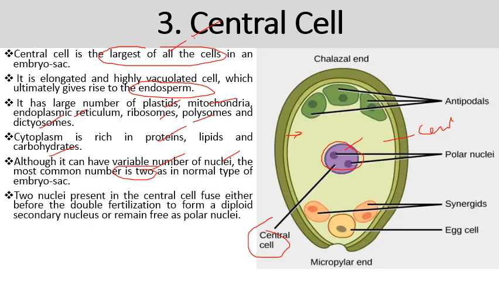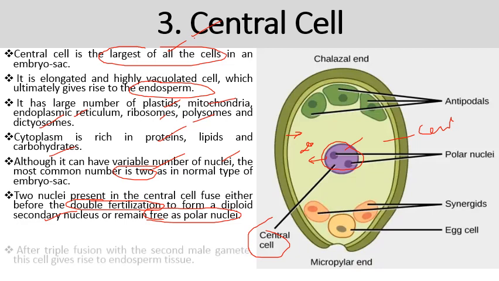These can fuse before double fertilization to form a diploid secondary nucleus, or remain free as polar nuclei. So they can fuse before fertilization to form a secondary nucleus, and they can also stay in the form of 2 polar nuclei.